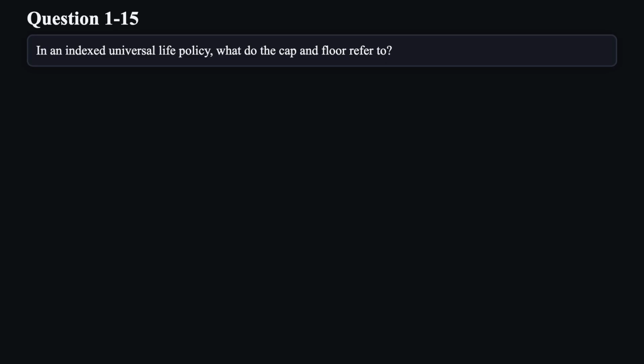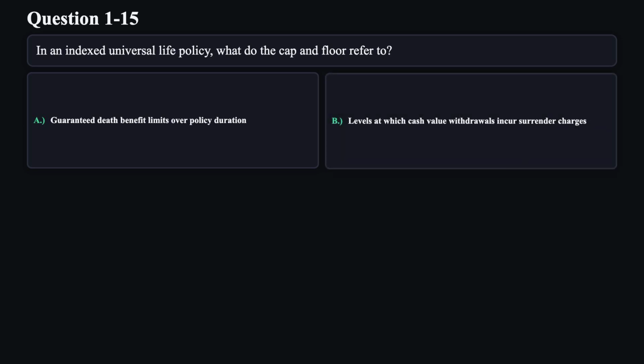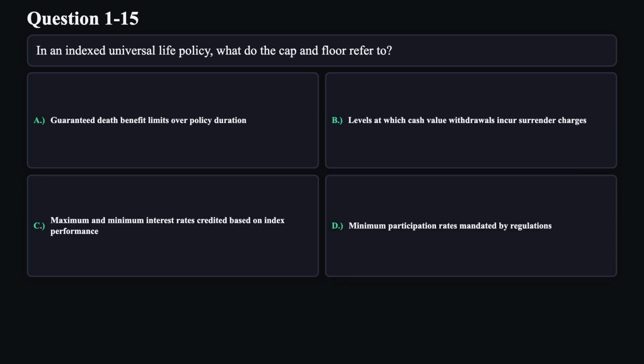Question 15. In an indexed universal life policy, what do the cap and floor refer to? A. Guaranteed death benefit limits over policy duration. B. Levels at which cash value withdrawals incur surrender charges. C. Maximum and minimum interest rates credited based on index performance. D. Minimum participation rates mandated by regulations.